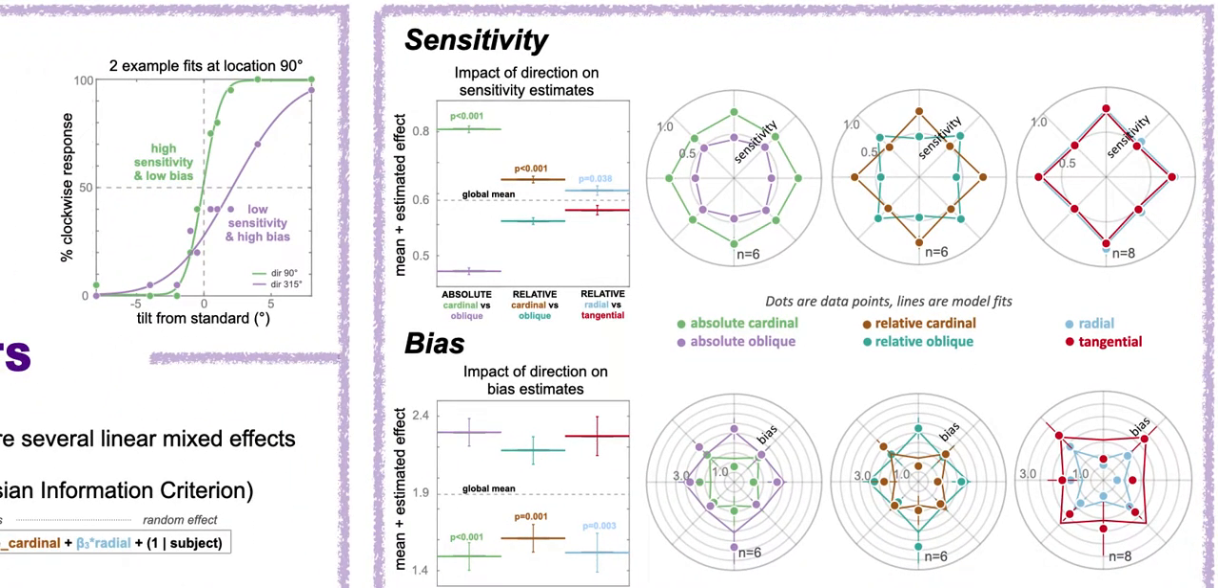Bias, which is used as a secondary measure, is mostly congruent with the sensitivity measures. There are 2 notable differences from sensitivity, though. Here, the 3 asymmetries have relatively equal weight in the model, and the second notable difference is that the bias measures show a significant radial advantage, reflected as lower bias values for the radial condition.